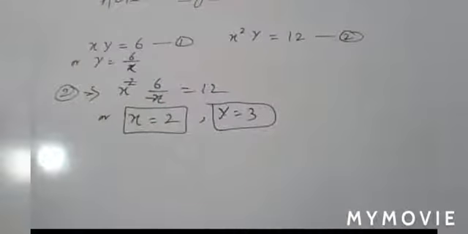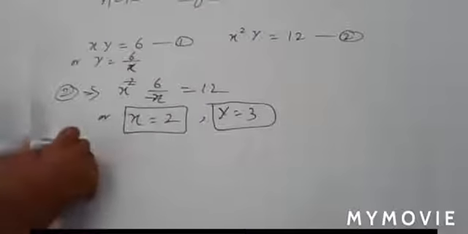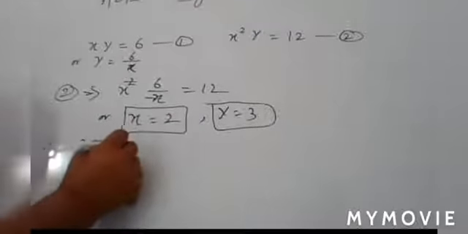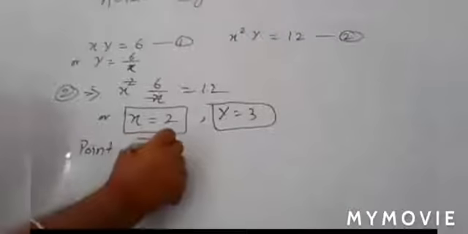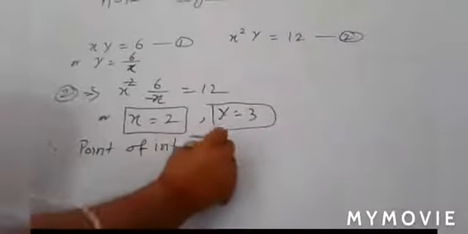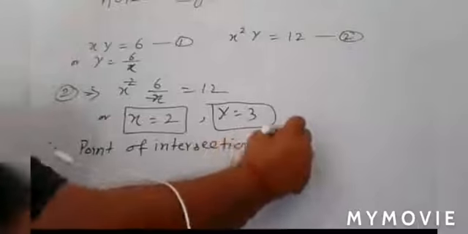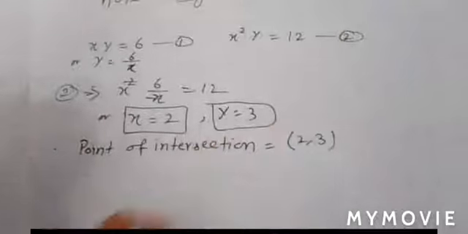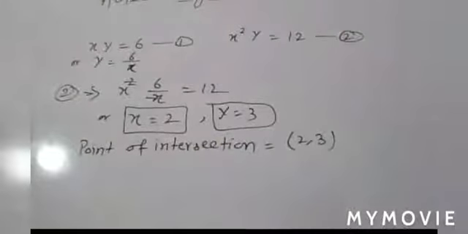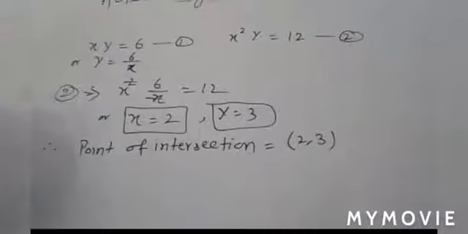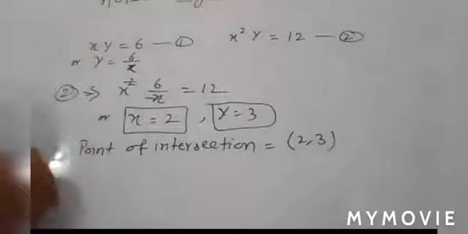So here you have the point of intersection of the two curves. Hence, the point of intersection is (2, 3). That gives the point of intersection P. Understand? Now you're differentiating equations 1 and 2.